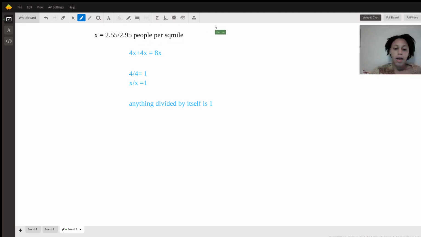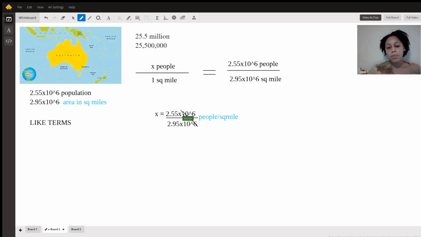So I have my calculator out. 2.55 divided by 2.95 is, and you get 0.8644. Now, you can't have point of any type of person or anything like that. The reason why it's a decimal is because we took out that 10 to the power of 6, right? So we can actually put that back in.